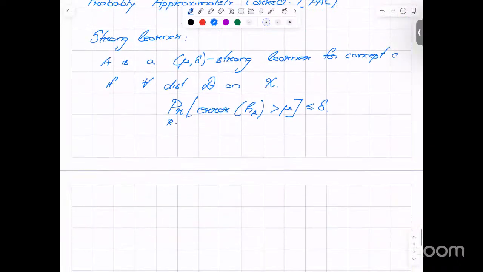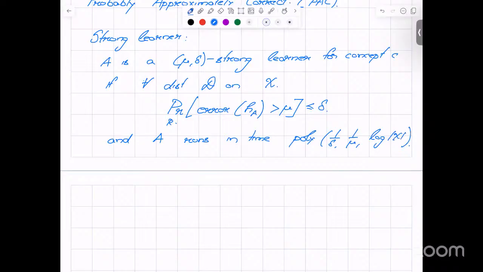And A runs in time poly in 1 over delta, 1 over mu, and log of the domain size. That's a strong learner. So the algorithm, irrespective of which distribution you put on the sample, should be able to come up with a hypothesis which works well for that distribution. That's our definition of strong learner.